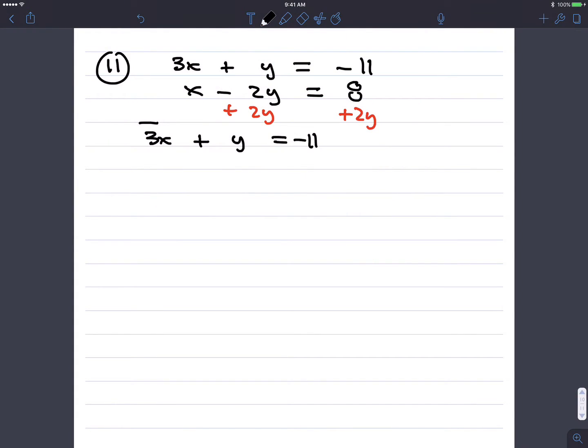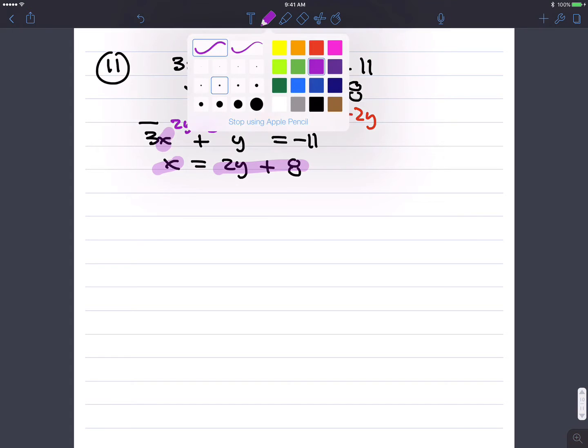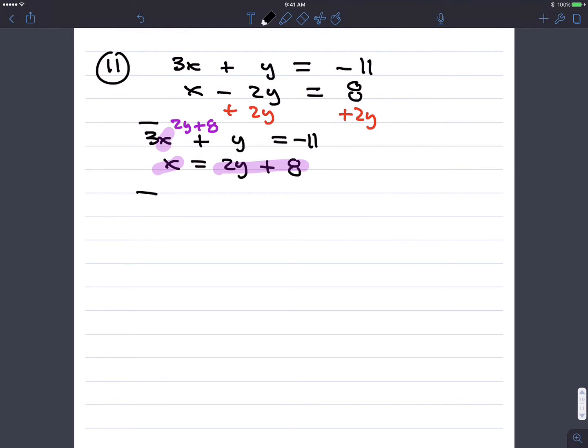So we get x equals 2y plus 8. x is 2y plus 8. I'm going to plug the second equation into the first by the x variable. I'm going to replace x here with 2y plus 8. I'm going to substitute. I get 3 times that 2y plus 8 now, plus my y is negative 11.